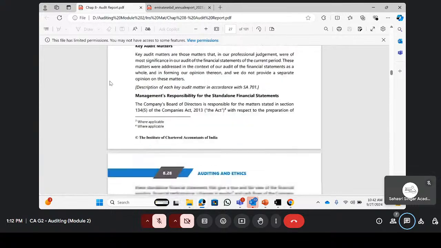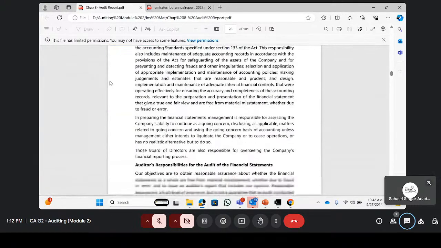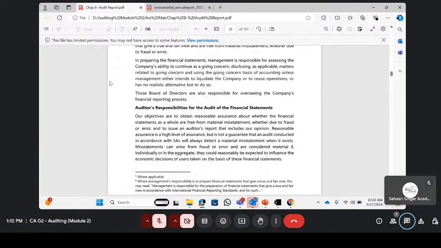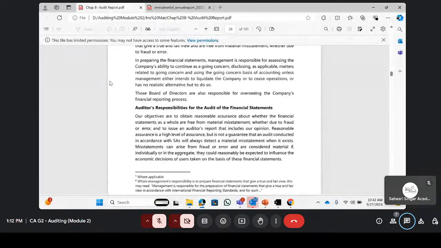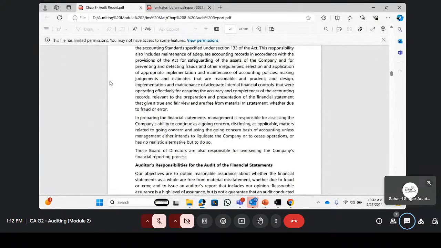The next paragraph is management responsibility. It is also given in 2-3 paragraphs. It doesn't mean you cannot frame this paragraph yourself; you can do it accordingly, based on the requirements. They talked about going concern and everything, and you have to explain that paragraph also. If you read this, you will come to know how the going concern has been explained over here in this paragraph.